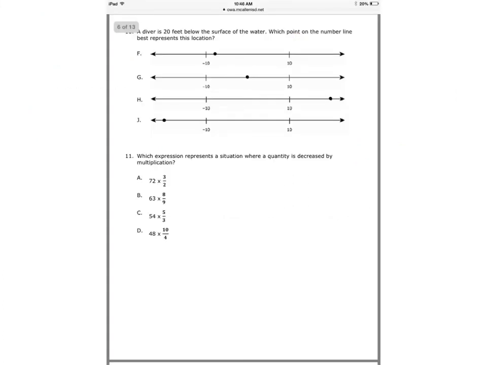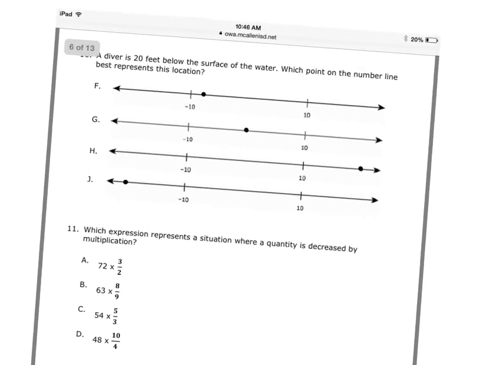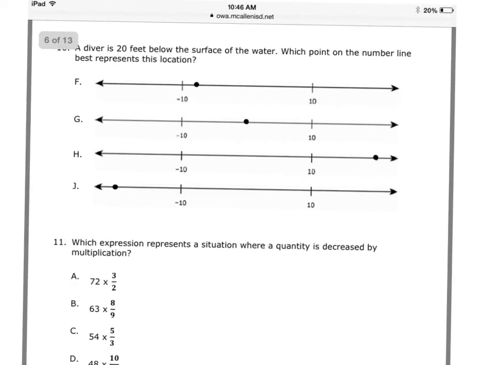Number 10. A diver is 20 feet below the surface of the water. Which point on the number line best represents this location? I was really disappointed in some of the answers that I saw here because to me this was an easy gimme. Halfway between -10 and 10 is 0. Okay? That's about 10 units and that's about 10 units. It doesn't matter if it's perfect. Somewhere in the middle there is 0.